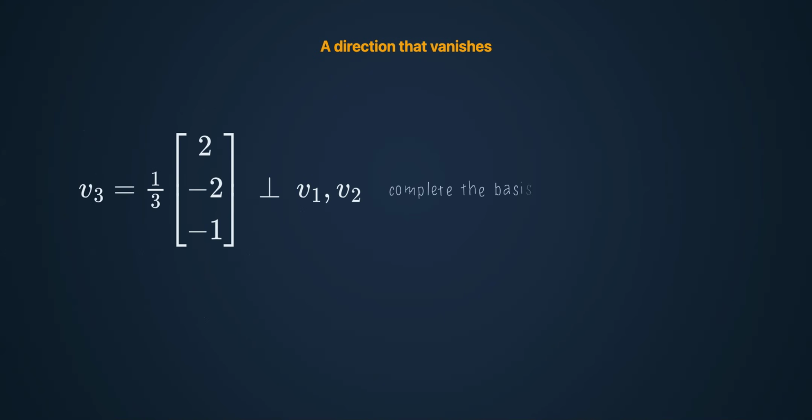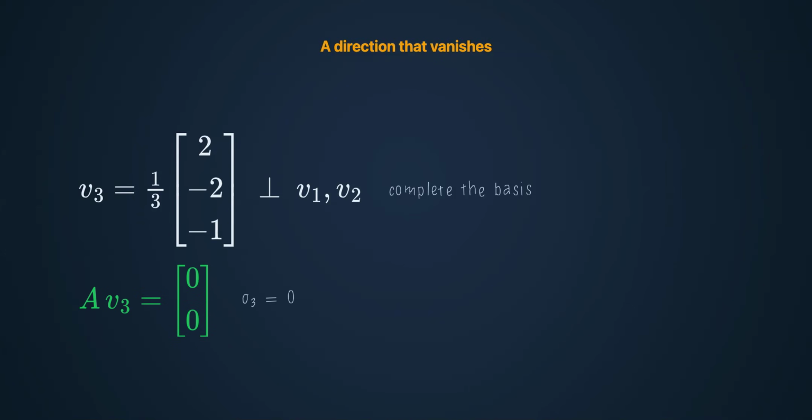But the input space was 3-dimensional. We only used 2 directions. The inputs lived in 3 dimensions, so V has a third column we never used. Watch what the matrix does to it. Complete the basis. The missing V3 is the one direction perpendicular to the first two. Push it through A and it collapses to 0. The matrix annihilates that whole direction.